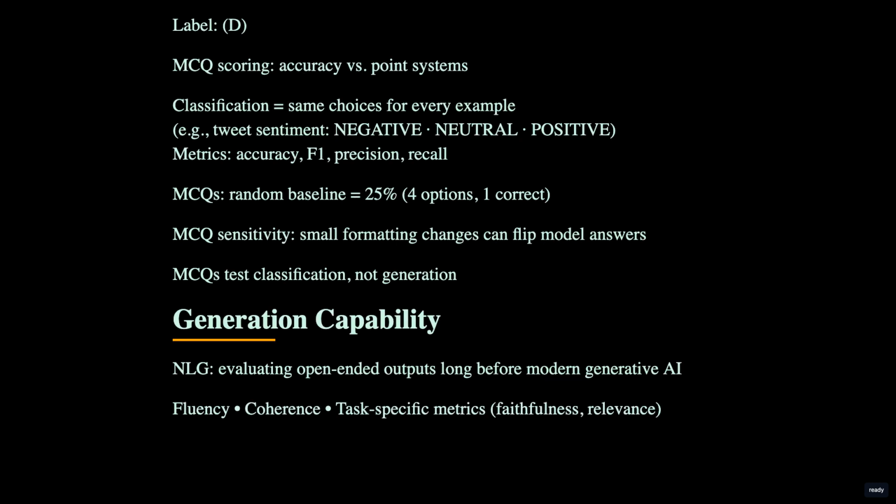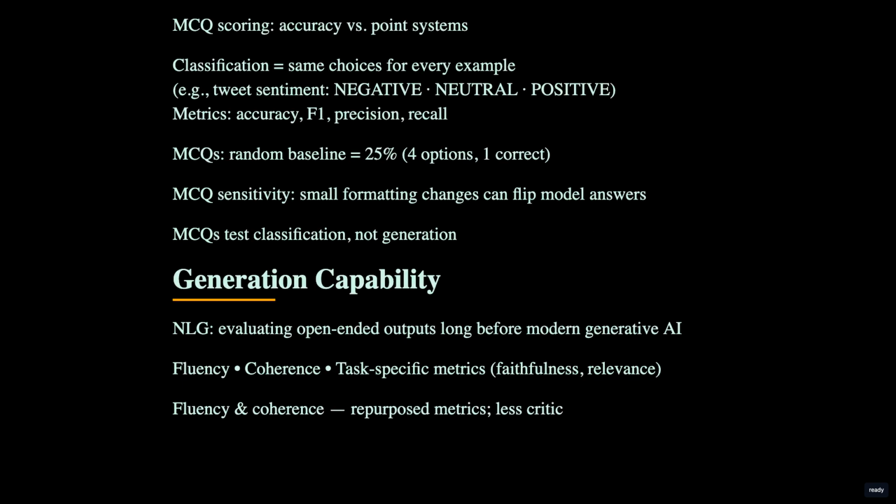Is it grammatical and natural sounding? And by coherence. Does the text hold together logically? On top of those general measures, individual tasks add specialized metrics. Translation uses faithfulness to the source, while summarization cares about relevance to the main points. Together, these metrics steer how we evaluate and improve models.